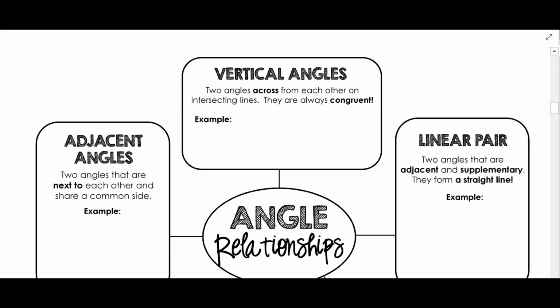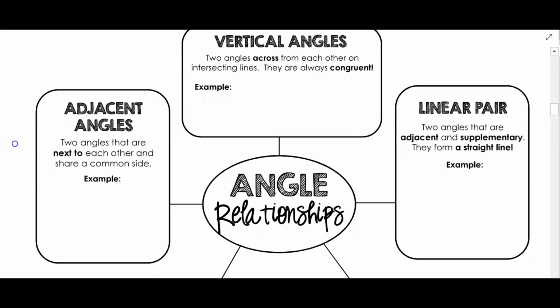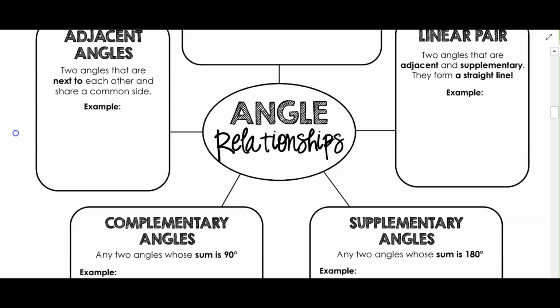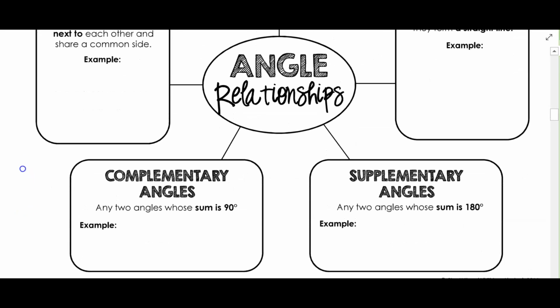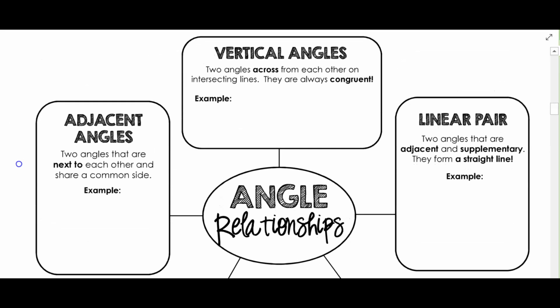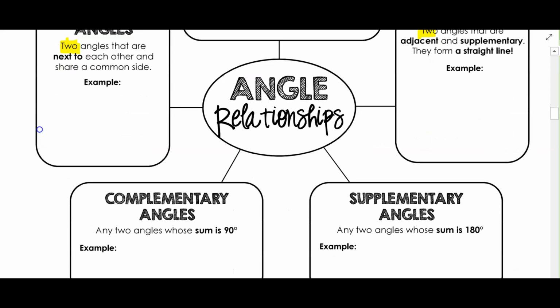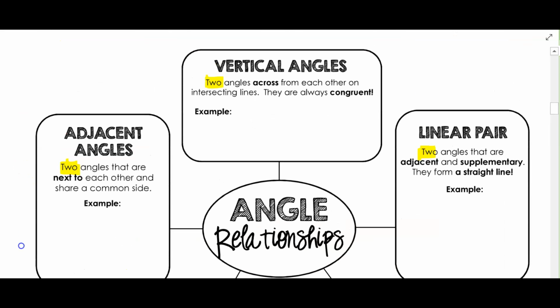So here are some new words we're going to be talking about: vertical angles, adjacent angles, linear pair, complementary angles, and supplementary angles. These are relationships between two different angles. If you notice, in each of these it says two angles. So these are relationships between two angles.